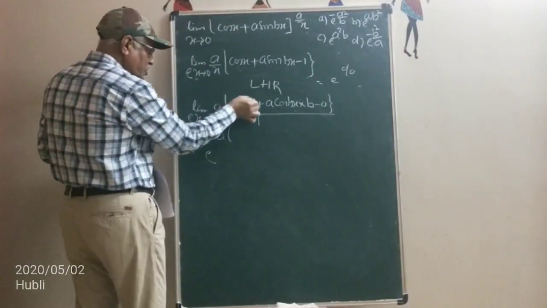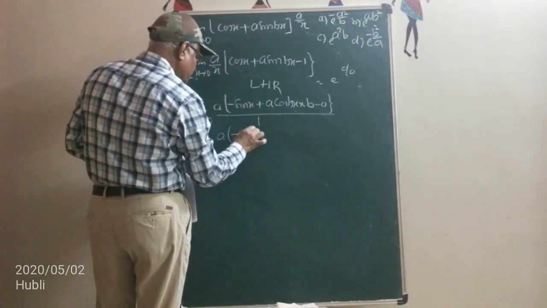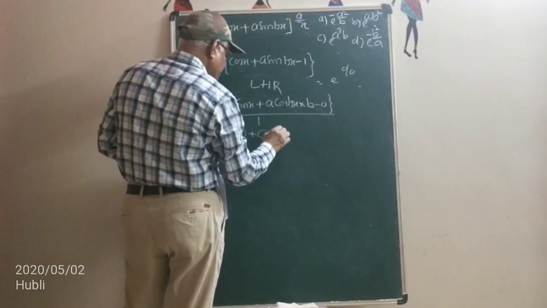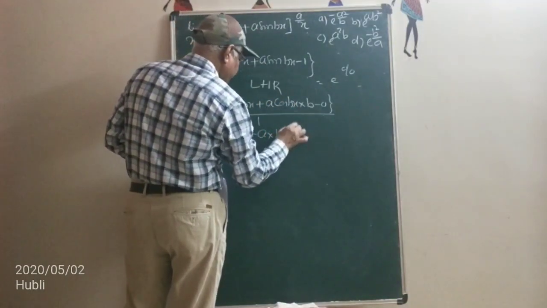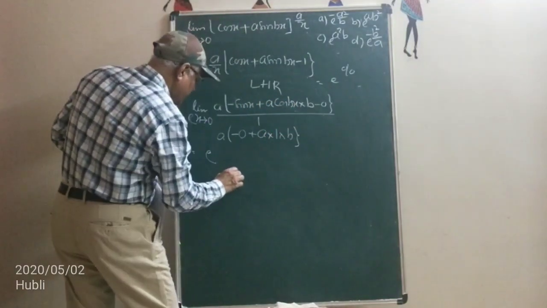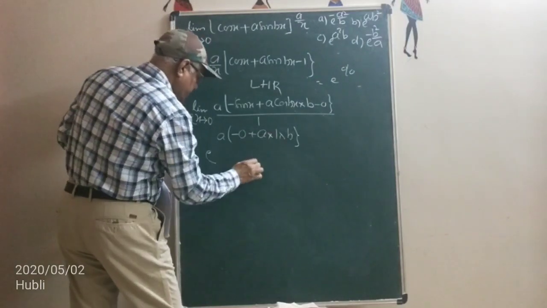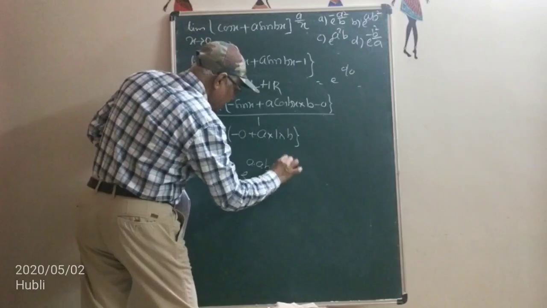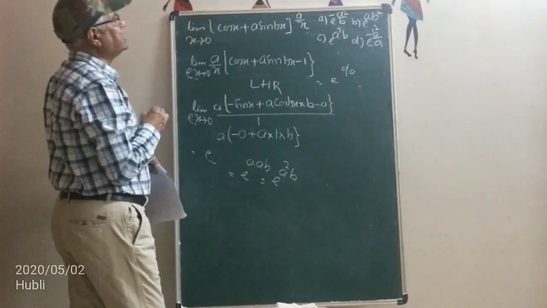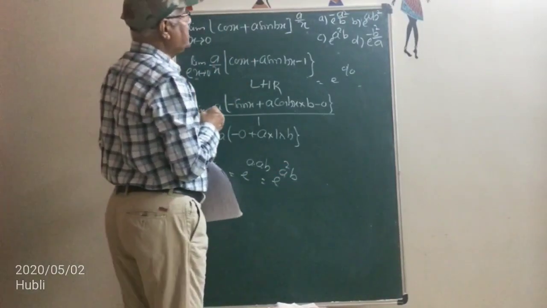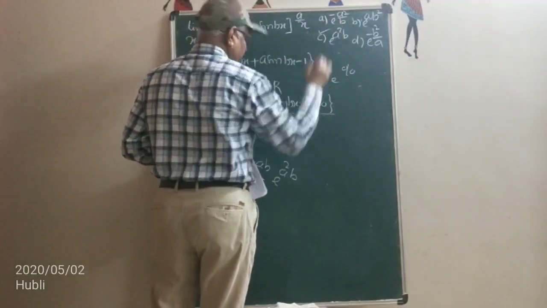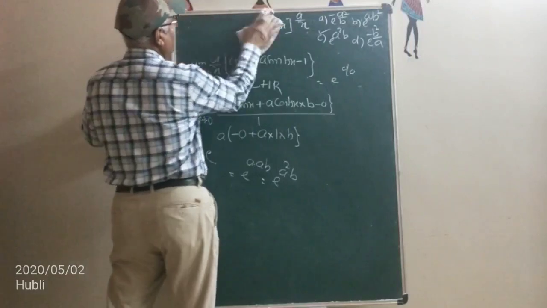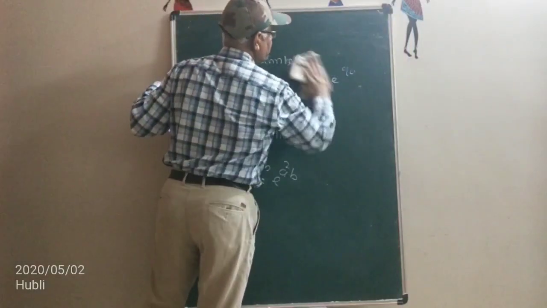That's equal to e raised to, now a into the bracket. When you put x equal to 0, what is sine 0? It is 0 plus a is constant. Now cos bx, that is cos 0, is 1 and into b. So that is equal to e raised to a into ab, what is a into ab? e raised to a square b is the answer. Is there any option e raised to a square b? Then the third option is the answer. So one more example I would like to take of this type, then we will change the examples.